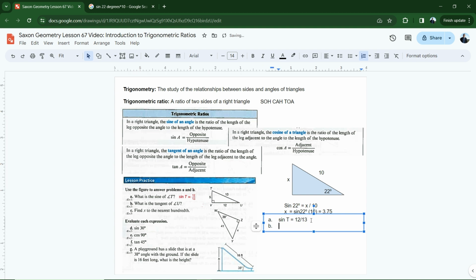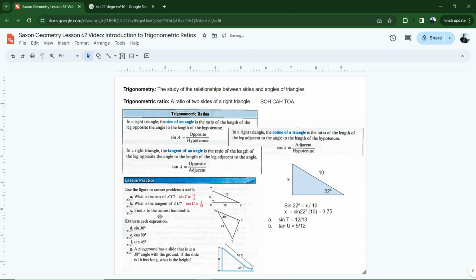Okay, what is the tangent of angle U? The tangent of angle U is the opposite over the adjacent. So tan U equals the opposite from U, which is 5, over the adjacent side to U. The adjacent is not the hypotenuse. It's 12. So 5 over 12.